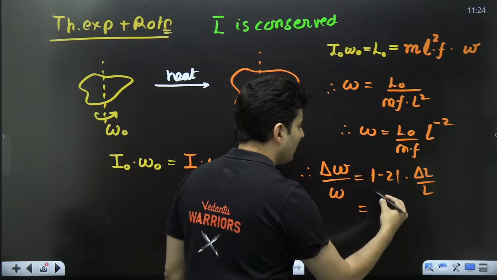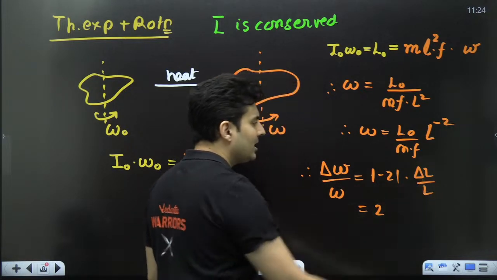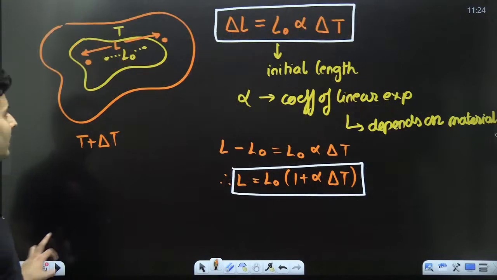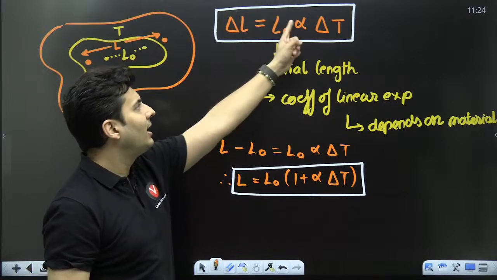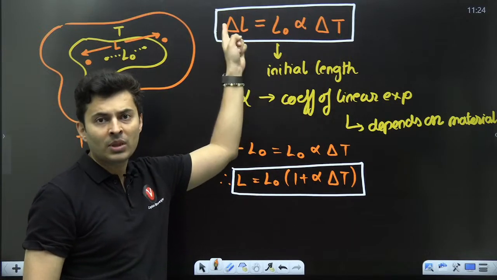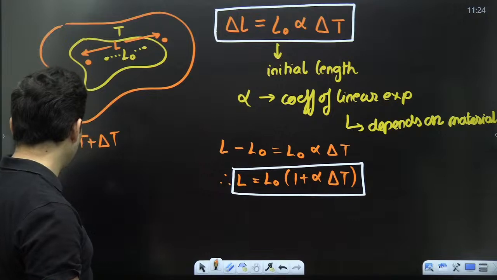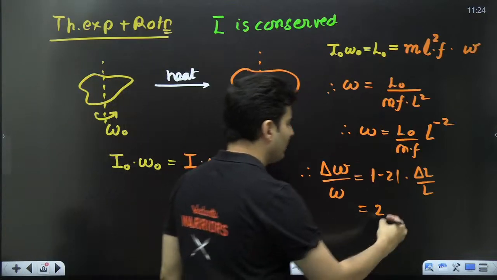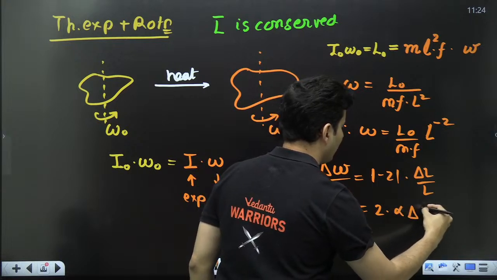Right? So this mod of -2 is 2. Change in the length by original length. Come on, my dear students. Change in the length by original length. Won't it be alpha delta t? So that will directly come over here.